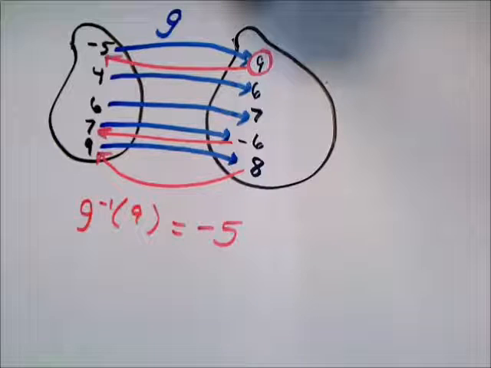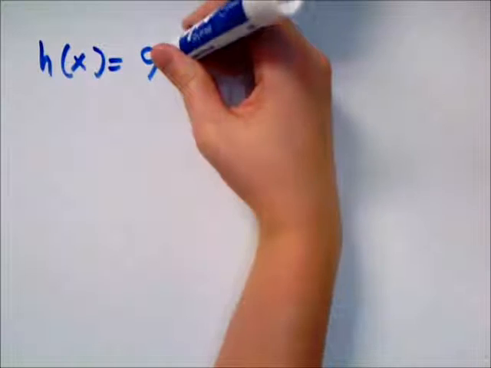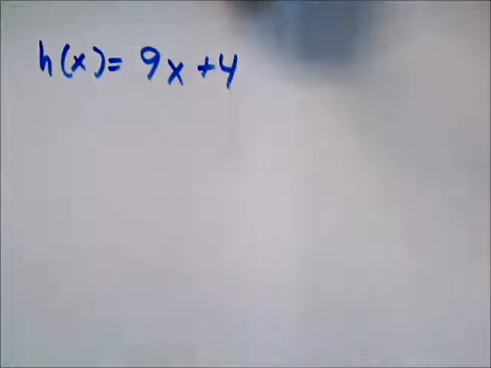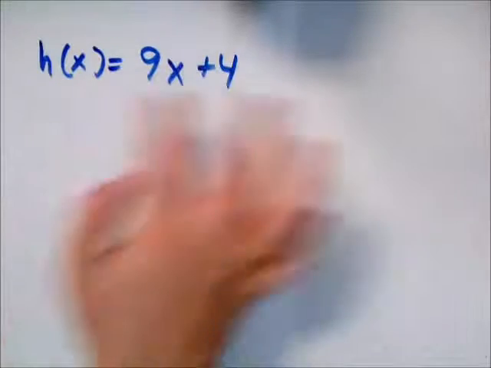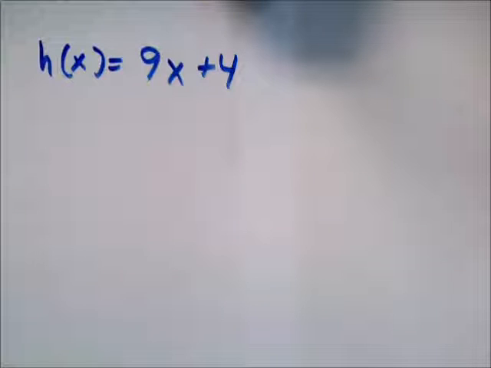Alright, so then next, what if they gave you an actual function instead of just points? Could you still find the inverse? If I give you a function like h of x equals 9x plus 4, the inverse would undo all of this. Alright, so first thing you want to do is switch x and y.